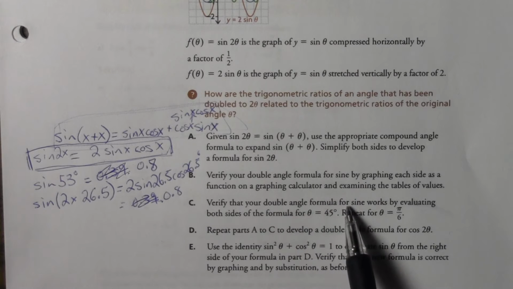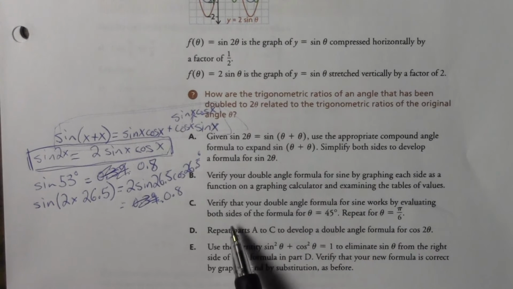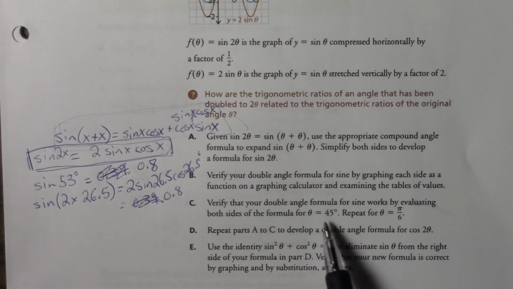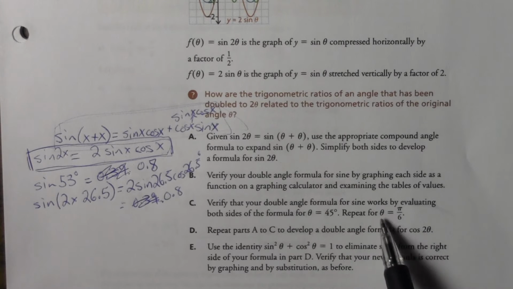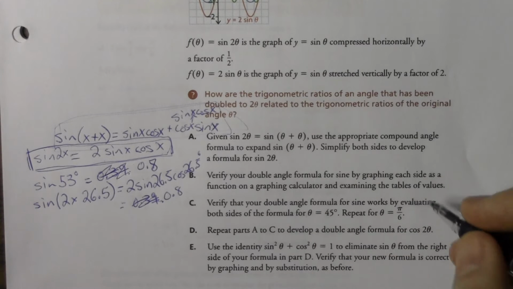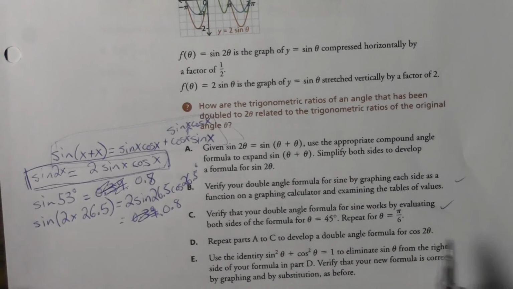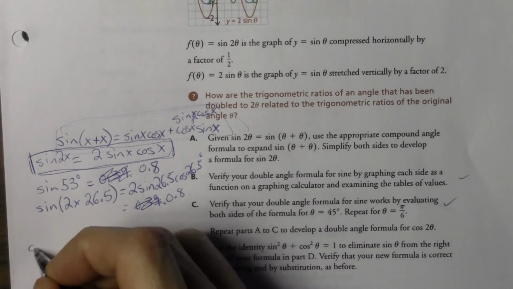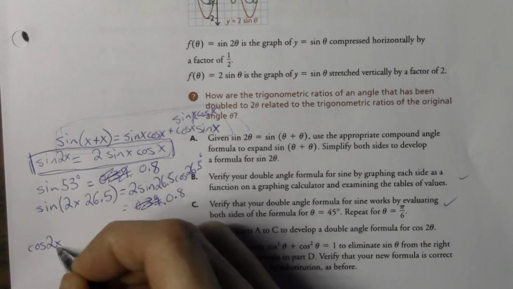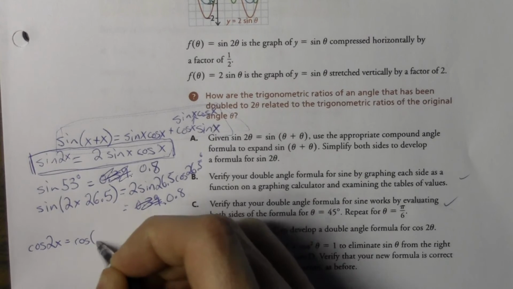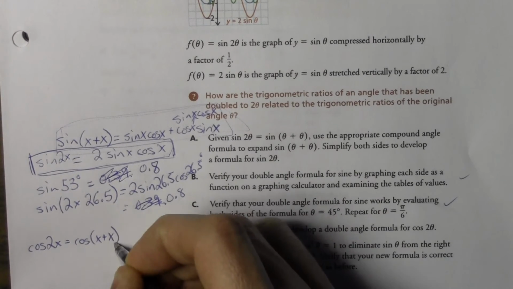Verify that your double angle formula for sine works by evaluating both sides of the formula for x equals 45 degrees. Repeat for x equals, okay, I think we're good with that. We verified it, we're good. Repeat parts A to C to develop a double angle formula for cos 2x. All right, cos 2x is going to be cos x plus x.